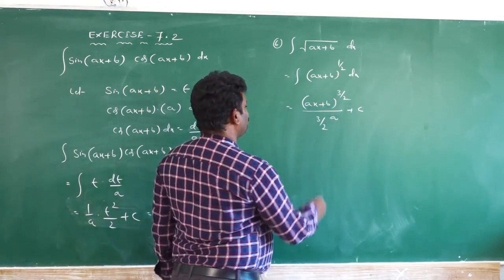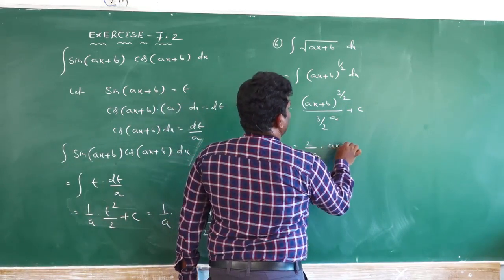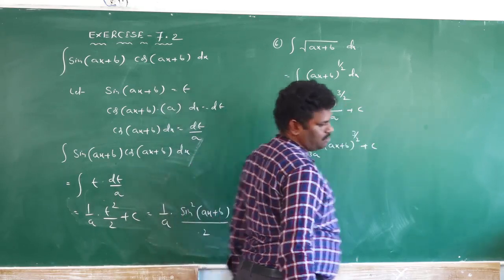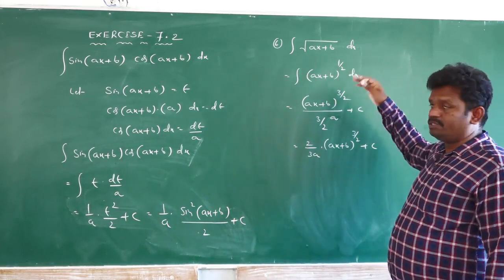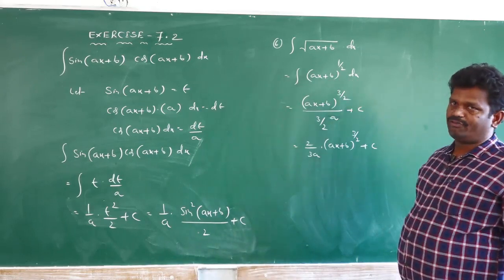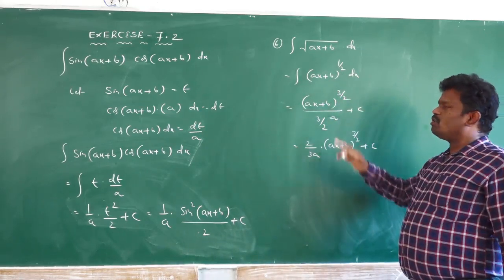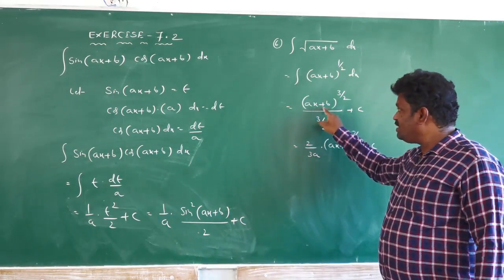Now finally, the value is 2 by 3a into (ax plus b) whole power 3 by 2 plus c. Okay? So first we eliminate that power: converting the whole power to 1 by 2 and applying the x power n formula. X power n means 1 plus 1 by 2, that is 3 by 2, and the denominator is also 3 by 2. Again, why did we write a? Because it is the derivative of ax plus b.